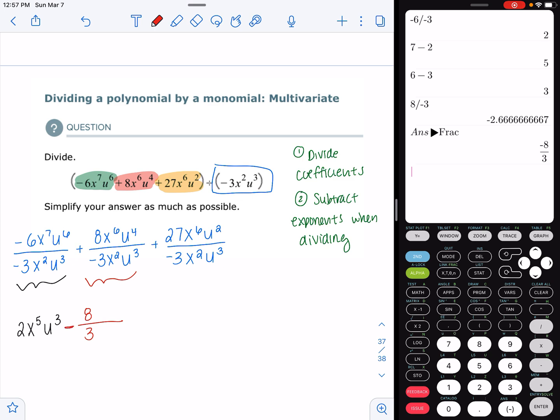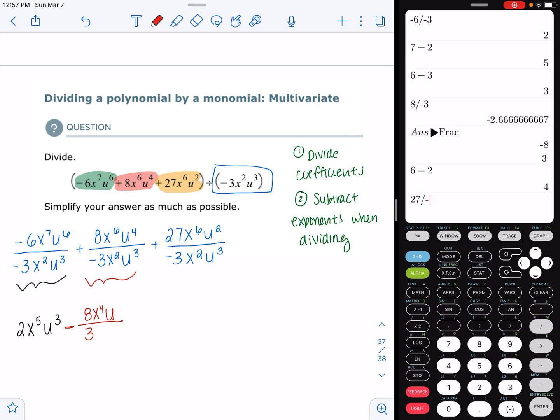x to the 6th divided by x squared, we're going to subtract our exponents. So 6 minus 2 gives us 4, and that's going to go in the numerator because notice the 6 was bigger and it was on top, right? So x to the 4th. And then subtract our u's. u to the 4th over u to the 3rd is just u to the 1st. So u to the 1, and we don't really have to write the 1. All right, next.